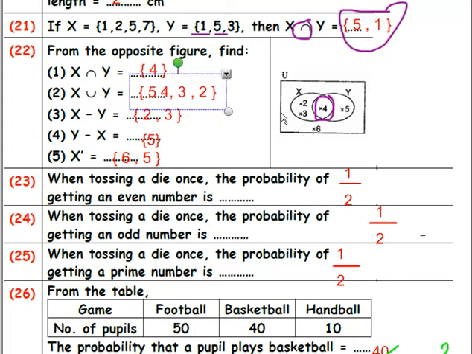X union y is 2 and 3 and 4 and 5. Here put comma. Okay.